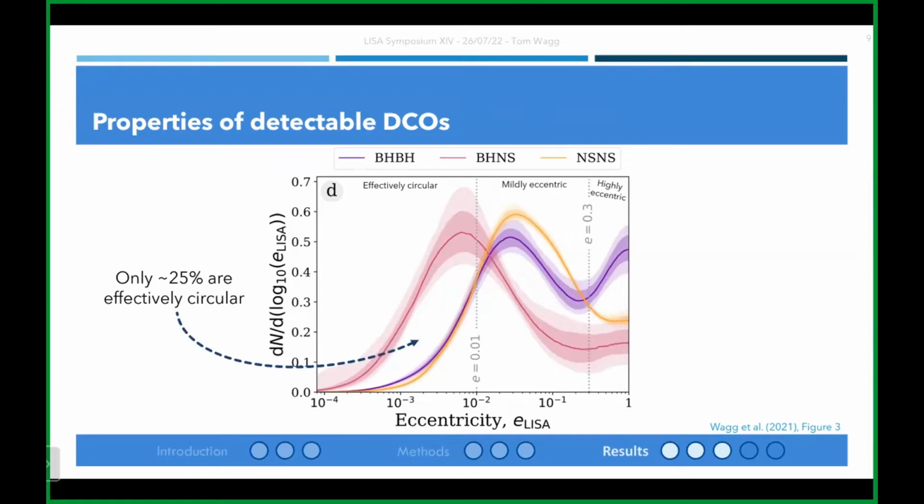And what we find, again just for our fiducial model, is that only about 25% are effectively circular, whereas about 16% are highly eccentric. This is quite different from what earlier people have done. What we saw previously is that lots of people assume that everything's circular, and we do not find that that is true. So that's eccentricity.